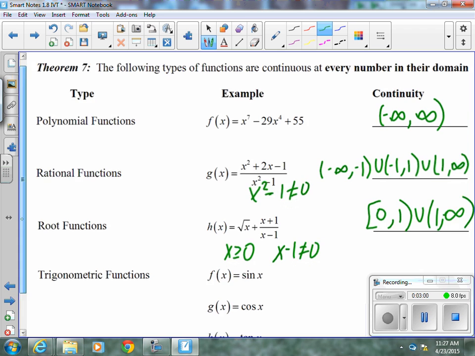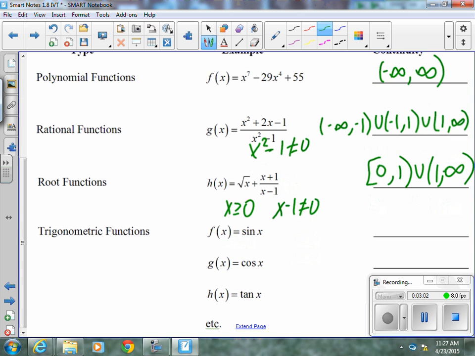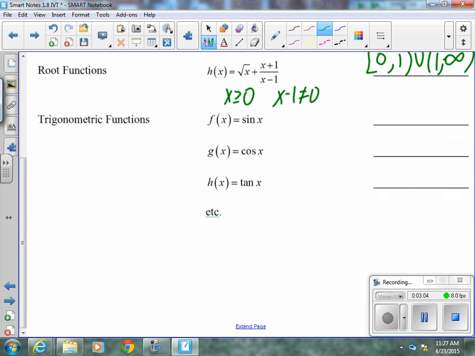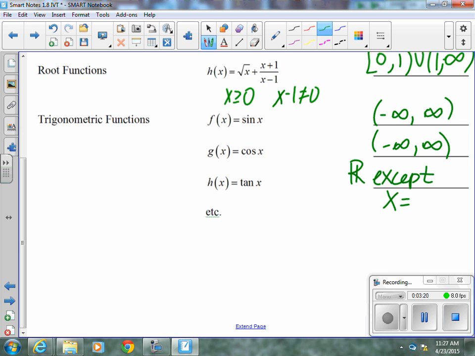Now, some of these trig ones you should know just based on your knowledge of the graph. Sine doesn't have any jumps or holes or asymptotes, so it's negative infinity to infinity. Same idea for cosine, and tangent refers to what we talked about earlier. It's going to be all real numbers except x equals pi over 2 plus pi n, which would give us every asymptote at pi over 2 and 3 pi over 2 and 5 pi over 2 and negative pi over 2, etc.